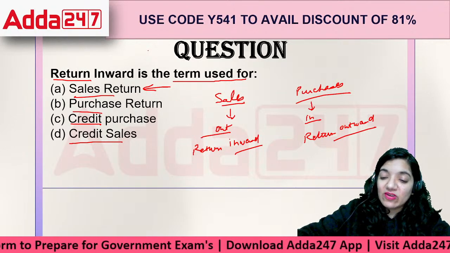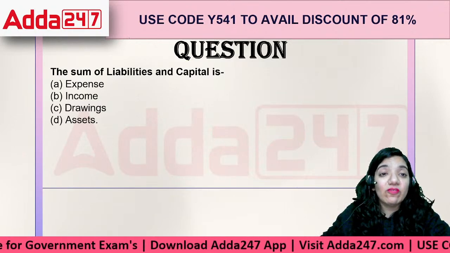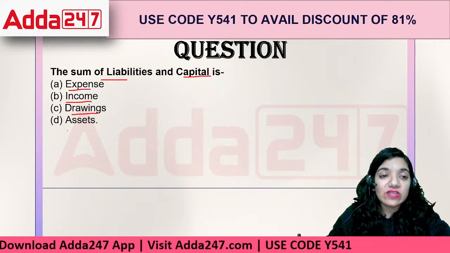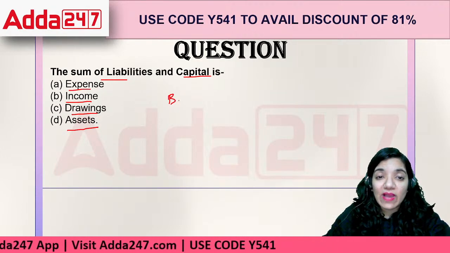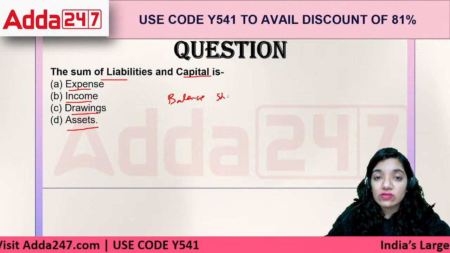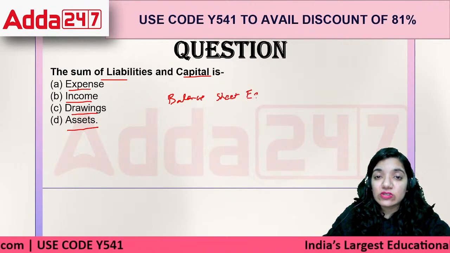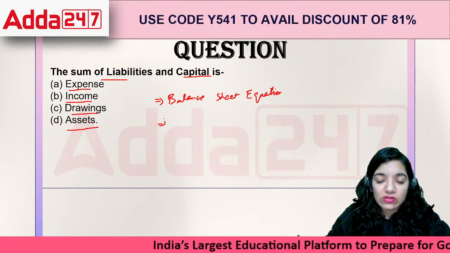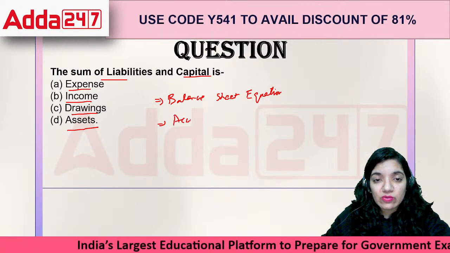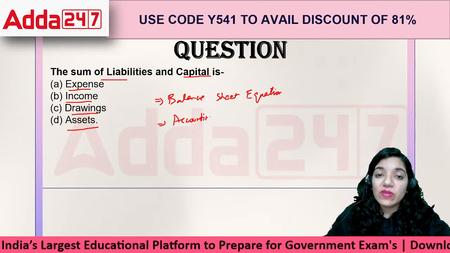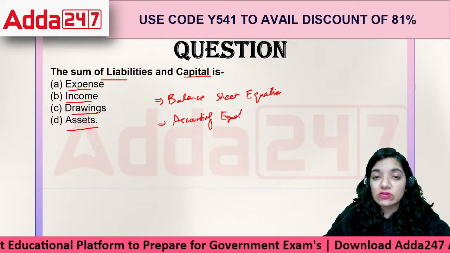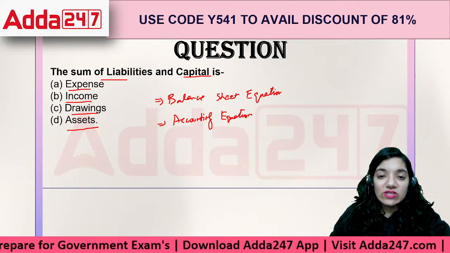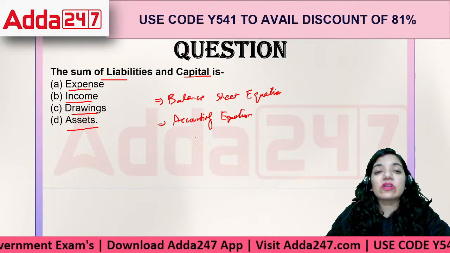Okay, so moving on to the next question. The sum of liabilities and capital is: expense, income, drawings, or assets. We have done the balance sheet equation, which is also called the accounting equation, also called the basic accounting equation. So there are multiple names which are given to this basic definition.